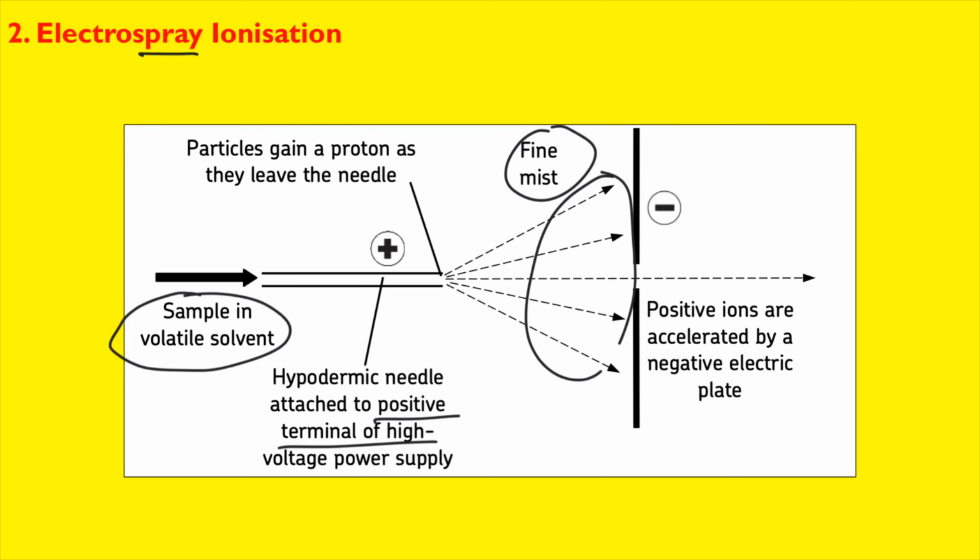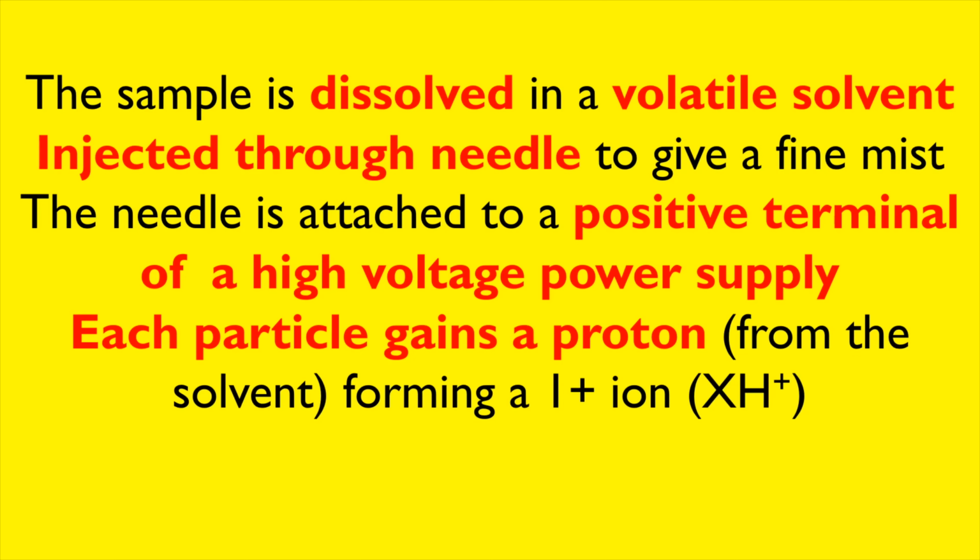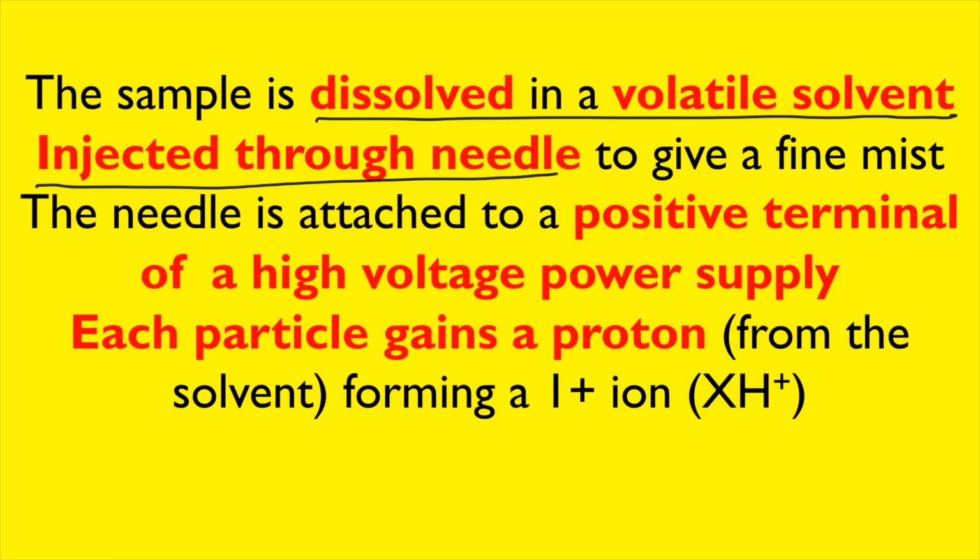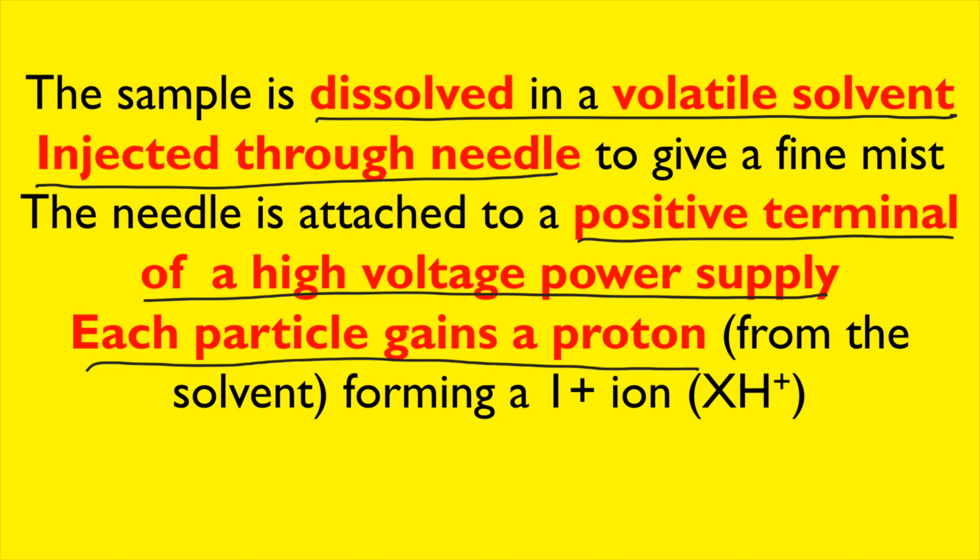Okay, so let's look at the summary of this. The sample is dissolved in a volatile solvent. That's the first key point. It's injected through a needle to give a fine mist. That's the second key point. The needle is attached to a positive terminal of a high voltage power supply. That's the third key point, where each particle gains a proton from the solvent to form a 1+ ion. The ion this time has now got a proton attached to it.